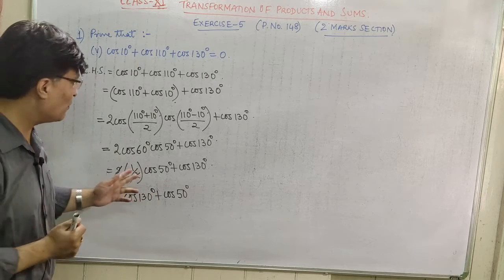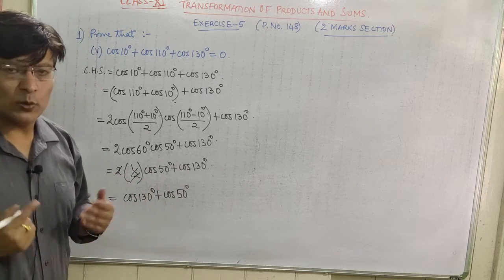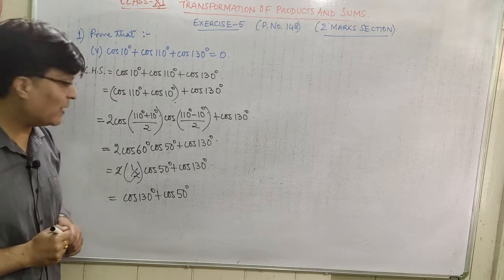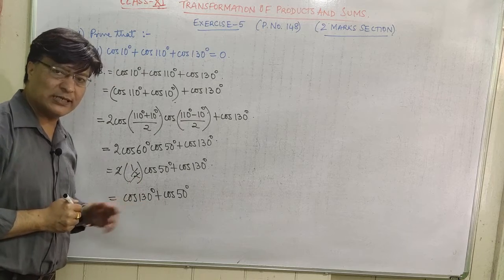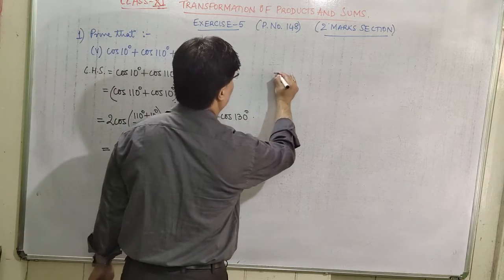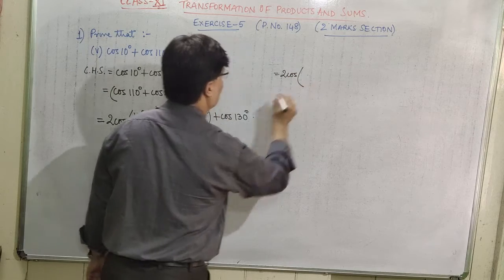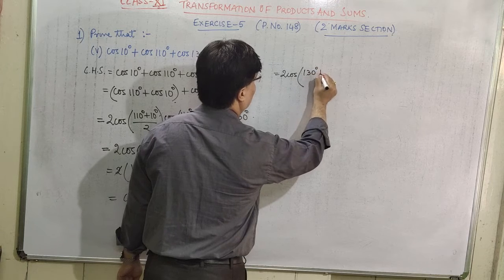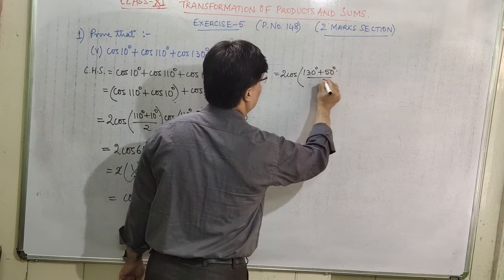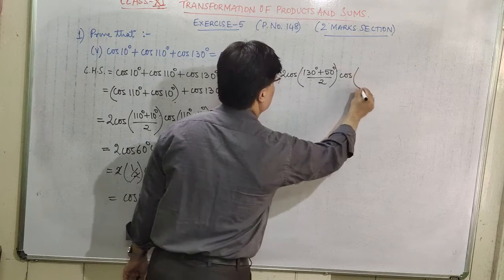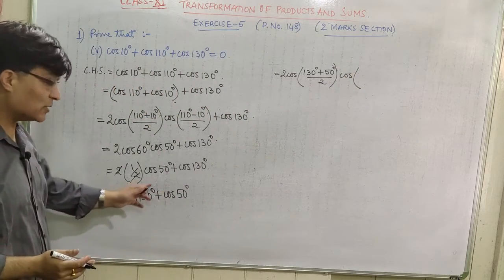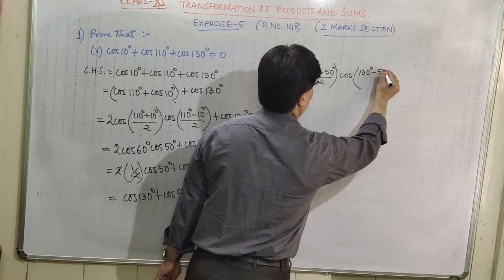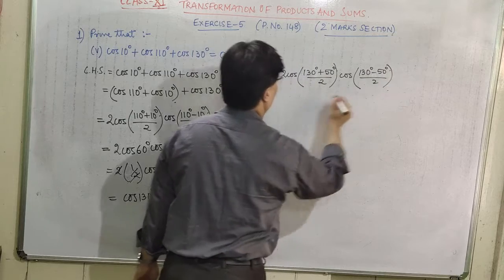Now you know this is the formula for cos C plus cos D, isn't it? What is cos C plus cos D again? The same formula is used: 2 cos C plus D by 2, cos C minus D by 2. Here C is taken as 130 and D is taken as 50. So what is the formula? 2 cos of C plus D, what is C plus D? 130 plus 50 by 2, cos C minus D by 2. What is C minus D by 2? 130 degree minus 50 degree divided by 2.